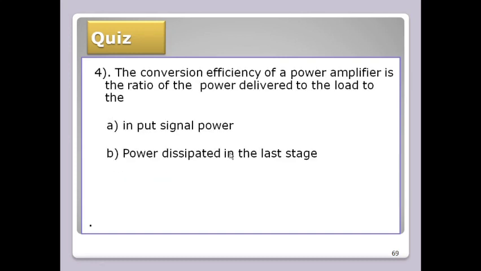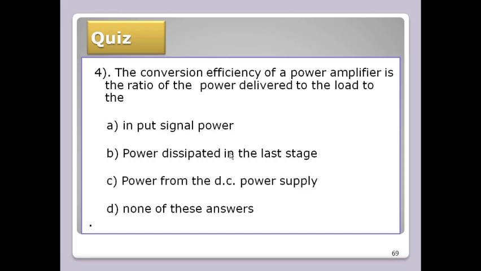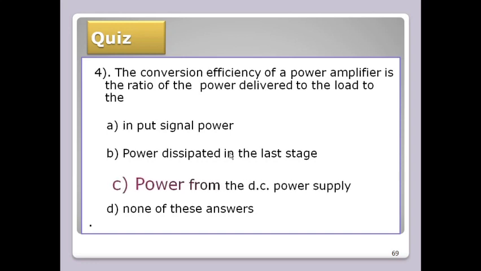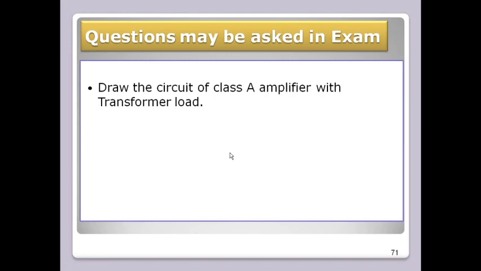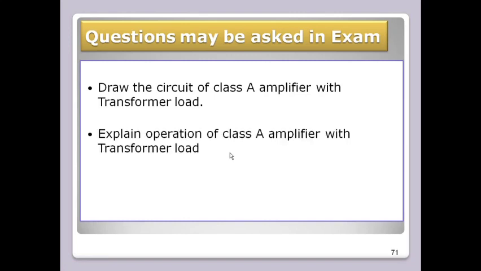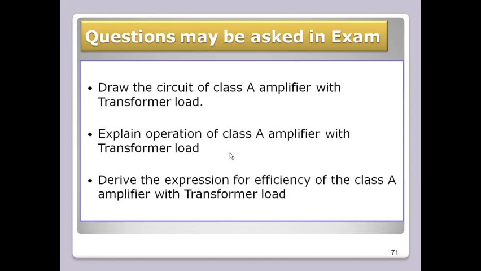The conversion efficiency of a power amplifier is the ratio of power delivered to the load to the power from the DC power supply, because the DC power supply power is converted to AC. The maximum efficiency of the amplifier with the transformer load is 50%. The questions that may be asked in the examinations are: draw the circuit of class A amplifier with the transformer load, explain the operation of class A amplifier with the transformer load, and derive the expression for efficiency of a class A amplifier with a transformer load.